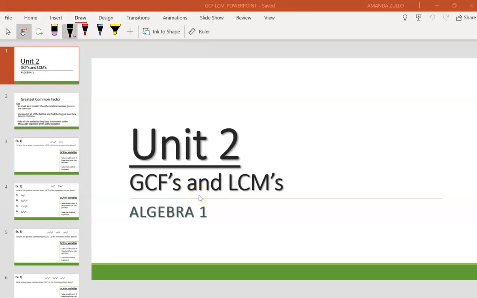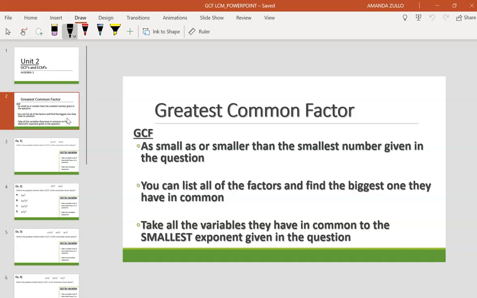All right, we're back in Unit 2 to the next section, which is GCFs and LCM. This section is a little bit easier than square roots in the unit, and it's probably something that you've seen before and maybe feel more comfortable with. So we're going to start out with greatest common factors.